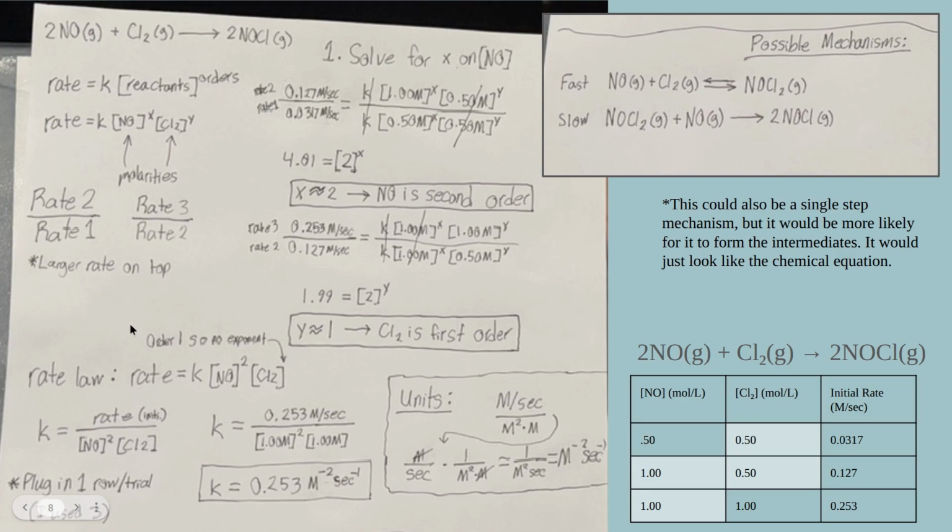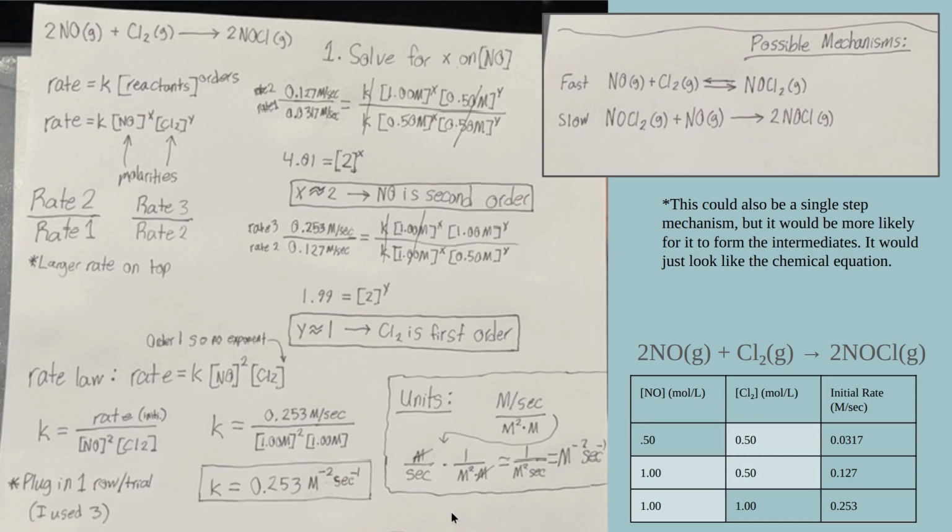So rate law is rate, which is equal to k times NO to its order and Cl2 to its order. So rate is equal to k times NO squared, and Cl2 has no exponent because it's just 1. We can then rearrange this where k is equal to rate initial divided by the molarity of NO squared times the molarity of Cl2.